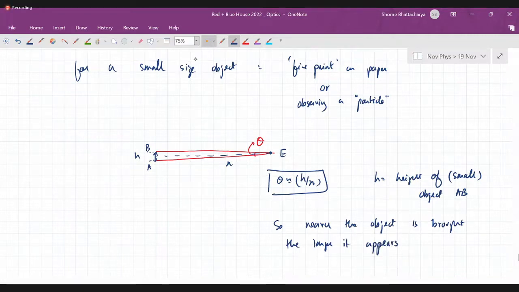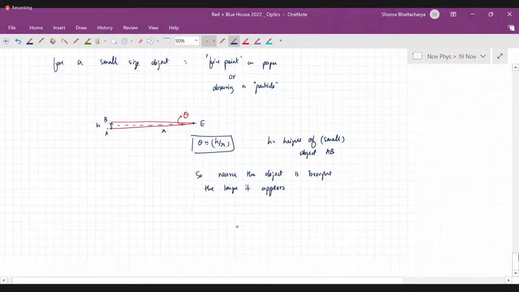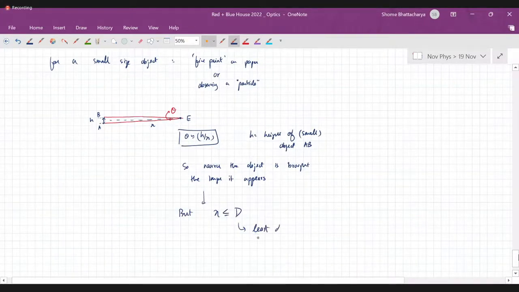However, the problem here is that when we bring it nearer, there is a limit to which we can bring it. This is the least distance of distinct vision for the eye. Anybody tell me what the value of D is? It's approximately 25 centimeters. Yes.